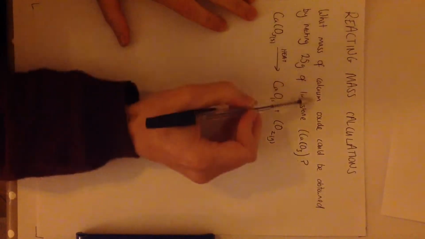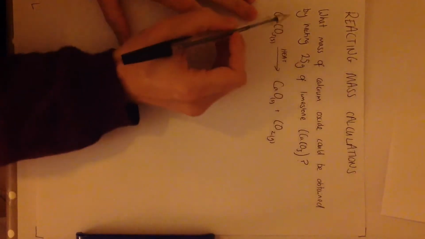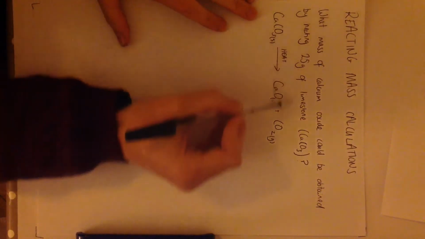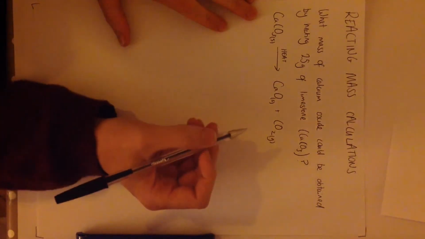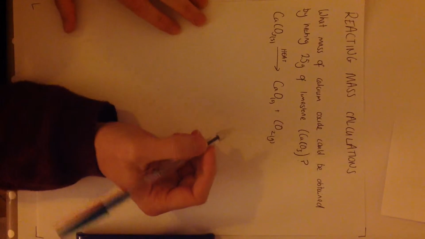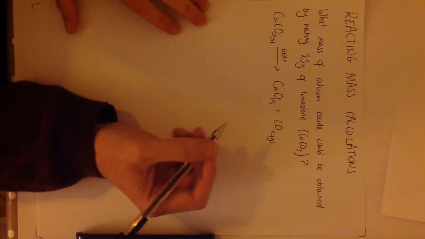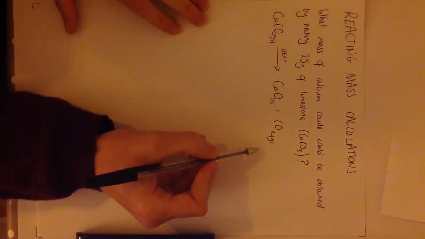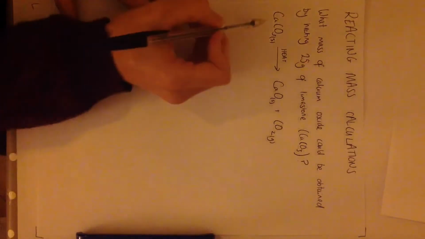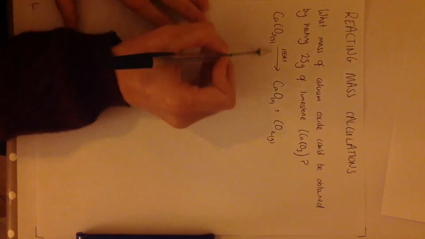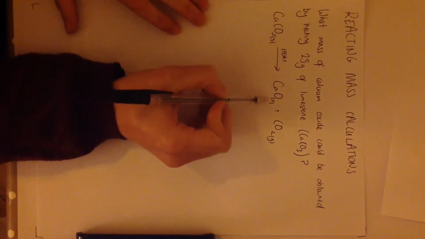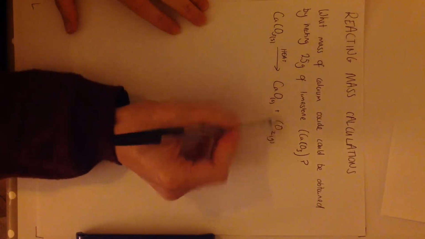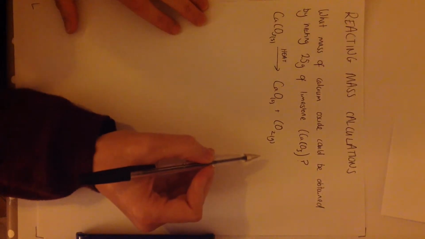What mass of calcium oxide could be obtained by heating 25 grams of limestone, which is calcium carbonate? The first thing we need with these types of calculations is the balanced equation, and often this will be given. Here we have CaCO3, when it's heated, produces CaO, calcium oxide, plus CO2, carbon dioxide, and our equation is balanced.